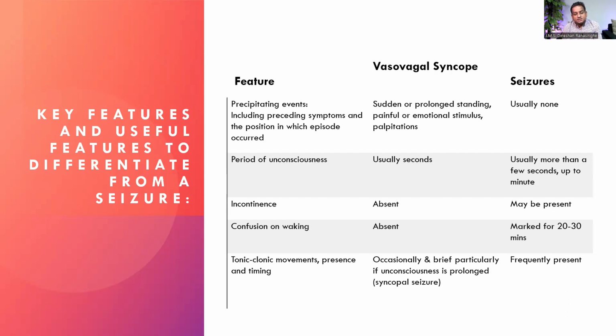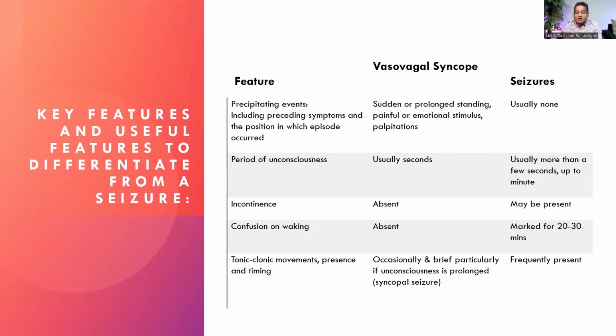Now, in a vasovagal syncope, this is usually a very short period, a few seconds, I would say. In a seizure, it can be from a few seconds to a few minutes, it can even last longer, half an hour or more if there's post-ictal drowsiness. So if it's not a few seconds, you need to think, am I dealing with a seizure? Incontinence, usually you don't see in vasovagal syncope, you see it in seizures.